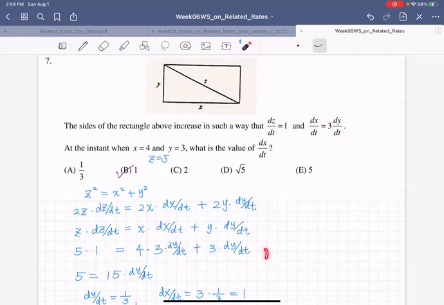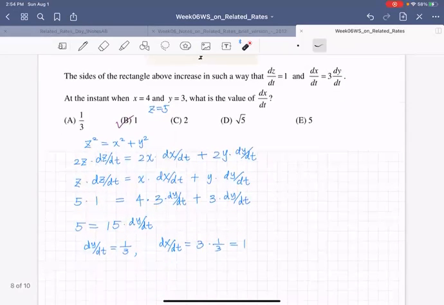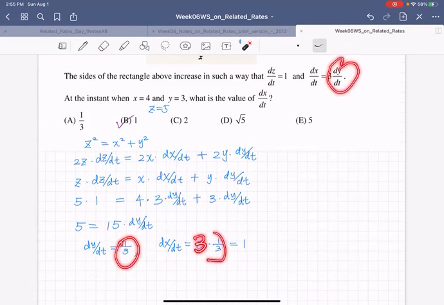After you get up to this step, 5 equals 12 plus 3, which is 15, times dy over dt. So dy over dt equals 1 over 3. Did the question ask you dy over dt? Not really. Dx over dt equals 1, because dx over dt is 3 times dy over dt, 3 times 1/3.